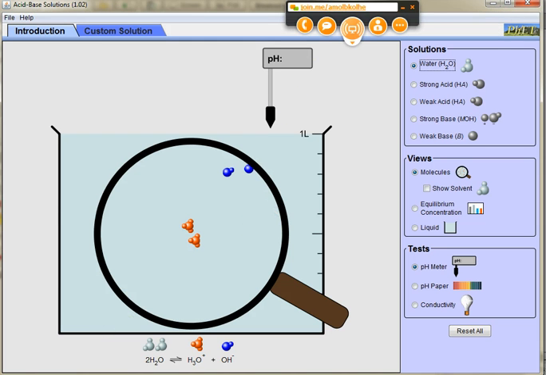So the recording, I think, hold on a sec, the lab. So this is the acid-base solutions lab. What you have here is a solution, and you have a magnifying glass. This is nothing but water in the beaker. So you have a 1 liter. You can see it's basically 1 liter of water.